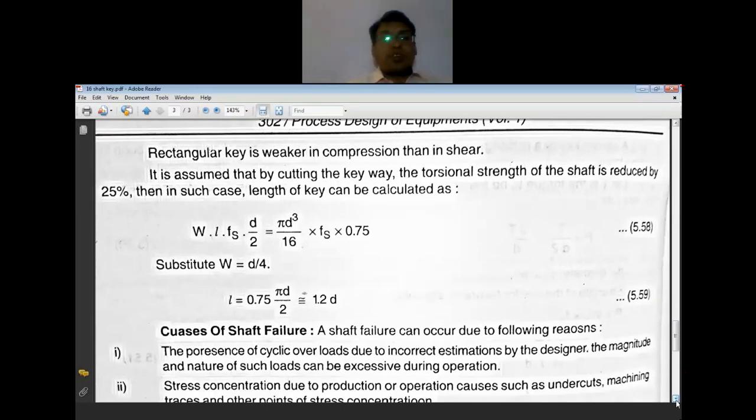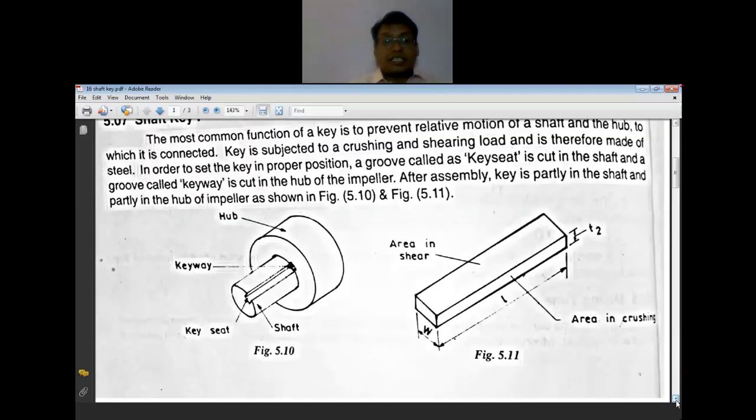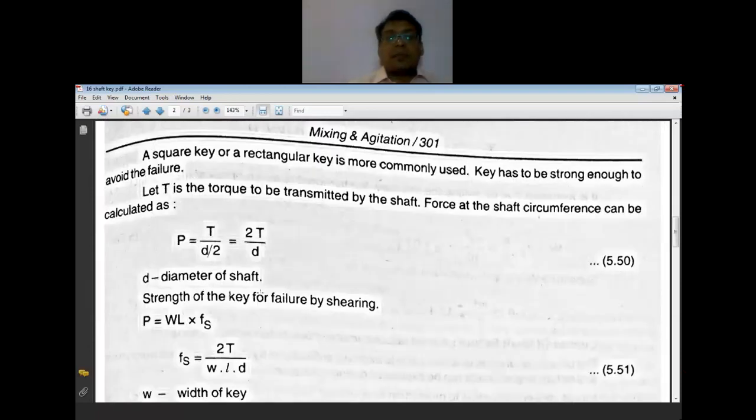Then if the rectangular key is weaker in compression than in shear, it is assumed that by cutting the keyway, the torsional strength of the shaft is reduced by 25%. Why 25%? Because we have made a groove, or the key seat, into the shaft, and because of this groove the strength of the shaft is reduced. In general, this groove is 25% of the shaft diameter. So 75% is the remaining strength of the shaft.